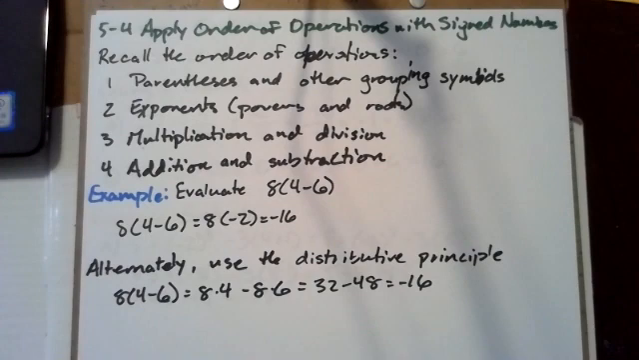For example, 8 times 4 minus 6 is equal to 8 times negative 2, which is negative 16. Alternately, we could use the distributive principle by multiplying first the 8 through the 4 minus 6, giving us 8 times 4 minus 8 times 6, which is 32 minus 48, which is still negative 16.